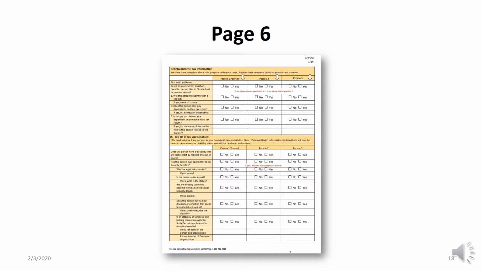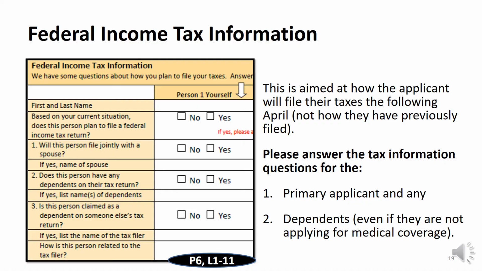Now we're ready for page 6 of the KanCare application for the elderly and persons with disabilities. Federal income tax information. This is aimed at how the applicant will file their taxes the following April, not how they have previously filed. Please answer the tax information questions for the primary applicant and any dependents, even if they are not applying for medical coverage.